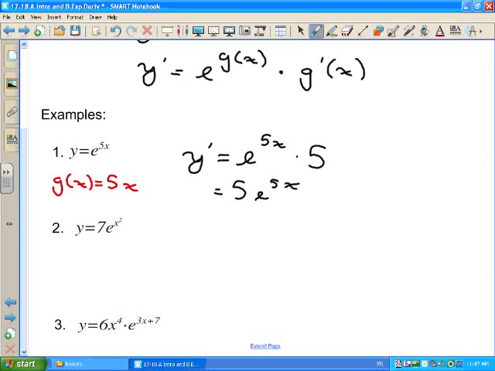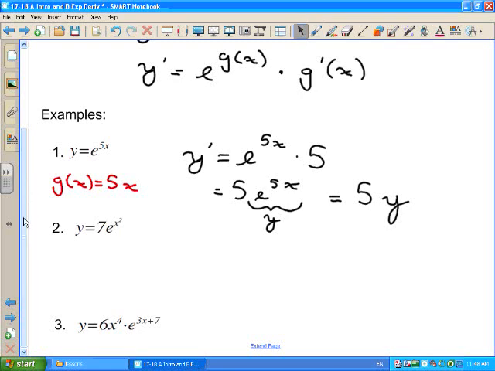And because exponential functions have this property where the original function always appears in the derivative, you're sometimes asked to express your derivative in terms of the original function. So our original function here is e to the 5x, which appears right here. That's just y. So we could also write this as 5y. Okay? Just identify where the original function appears and write that in.